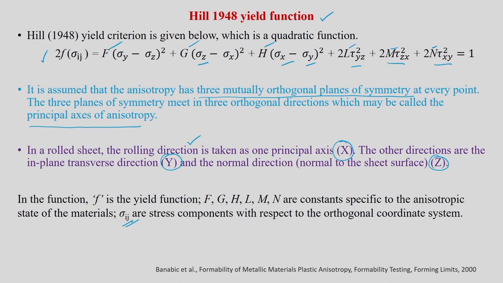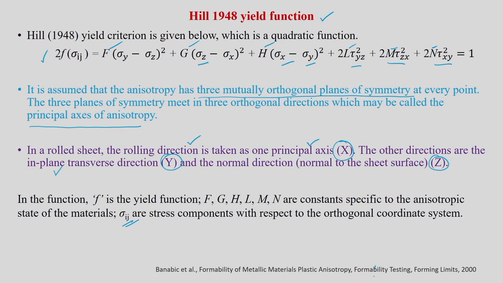So previously we have shown a diagram R0, R45, R90, it is same only, but then three orthogonal, we are saying principal axis of anisotropy would be there. Three orthogonal directions, which may be called as principal axis of anisotropy. One principal axis, let us say x, which is on the plane, that is the rolling direction. The other perpendicular one is a transverse direction in plane, and of course along the thickness direction, let us say z. So this x, y, z would be useful for us later on.